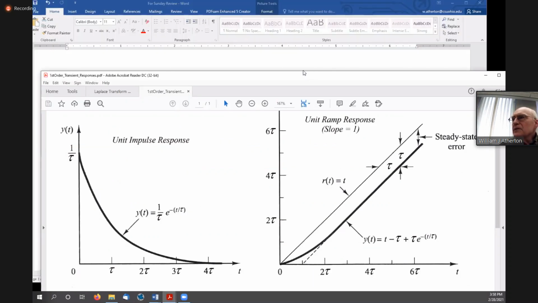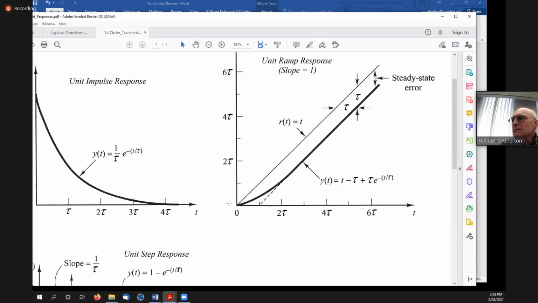For a ramp response, open loop looks like this, right? Looks like that. For a closed loop, these two are not parallel. The response is not parallel to the input. They diverge. So you should be able to identify the type of controller for a given system based on its characteristic response.